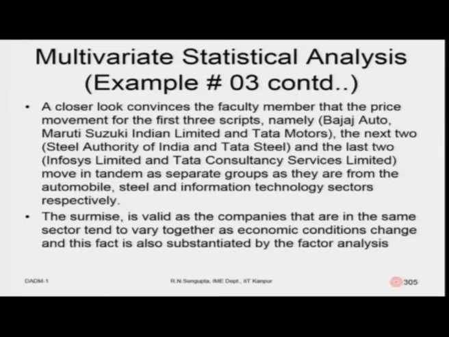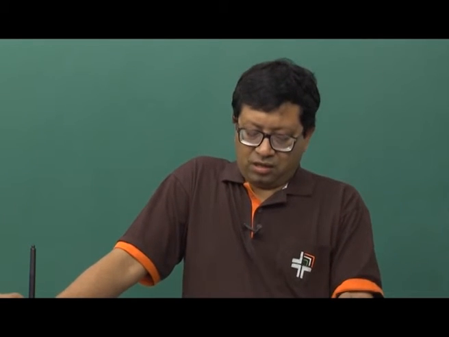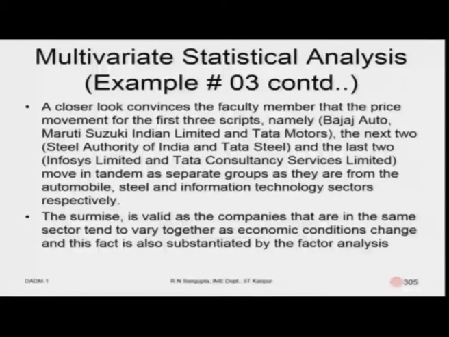So, we want to find out these groups and name them as automobile sector, steel sector, and information sector, and check whether the proposition that they move together with respect to the sector is right or wrong. The guess is valid, and we will see that later on, as companies in the same sector tend to vary together as economic conditions change, and this is also substantiated by the factor analysis diagram which you have been given. I am just mentioning factor analysis, I will come to that later on.